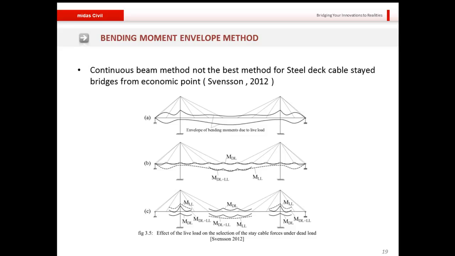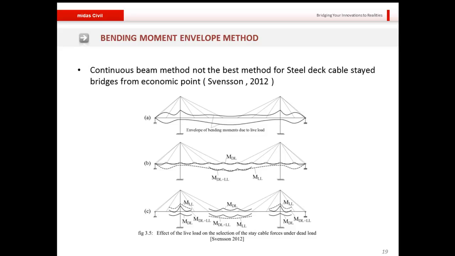Now, normally when using the continuous beam method, you only apply the initial loading as dead loads. We do not initially consider the live loads. The live loads are later on added. Once the initial pretensions have been found, they are later added in the form of an envelope. As you can see from this particular slide, in figure B, this is the profile that we would normally get if we consider the continuous beam method. But Swenson suggests that from an economic standpoint, we should consider the bending moment profile as that in part C.